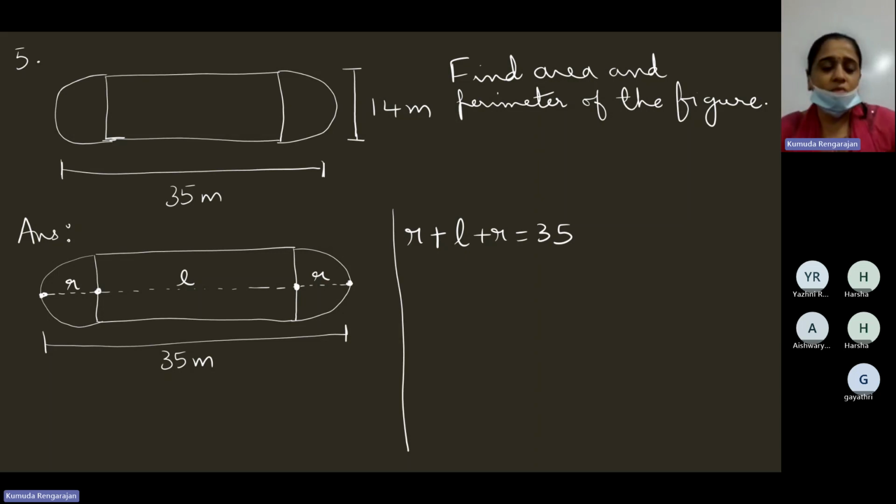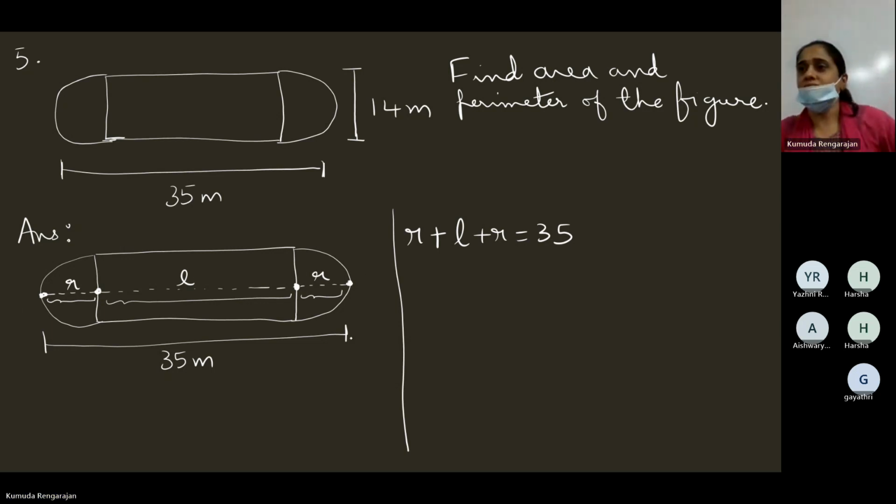So let's come from one end to the other end. What is it from here to here? Radius of the semicircle, right? And this one is the length of the rectangle. And this one is the radius of the semicircle. These three line segments put together is 35. Yes or no? R plus L plus R is equal to 35, the length from one end to the other end.